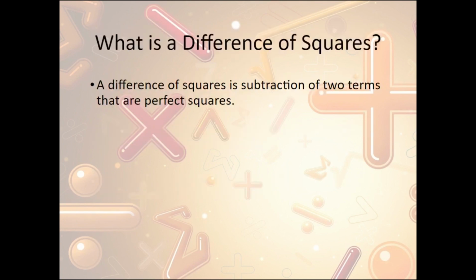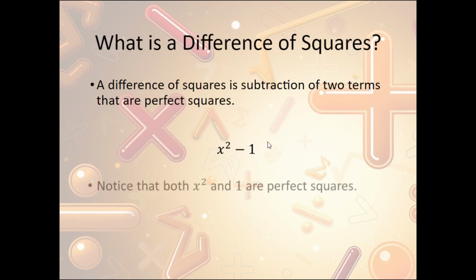So what is a difference of squares? A difference of squares is subtraction of two terms that are perfect squares. For instance, x squared minus 1. So remember, difference means subtraction, so it's got to be subtraction. And each of these numbers needs to be a perfect square. Well, we know that x squared is the quantity x to the second power, and 1 is just 1 squared. So this is a difference of squares. So this would be an example.